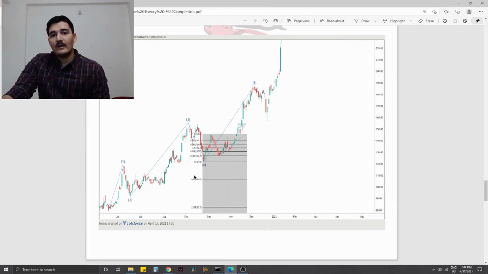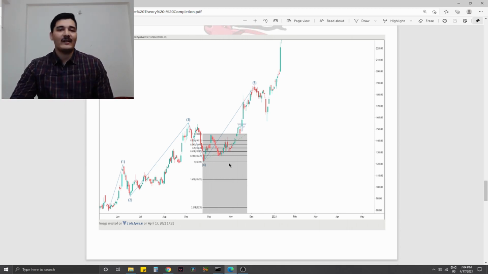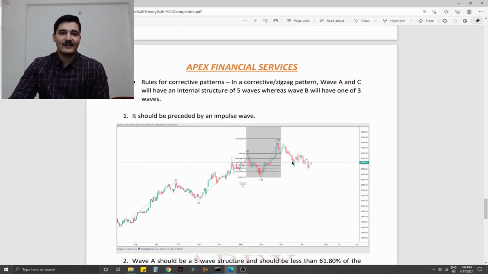All you have to do now is to be able to correlate the rule set and just verify things with respect to all the waves numbered 0 to 5. Now things start getting a bit muddier and a bit trickier, if I must say, when we start talking about the corrective side of things.